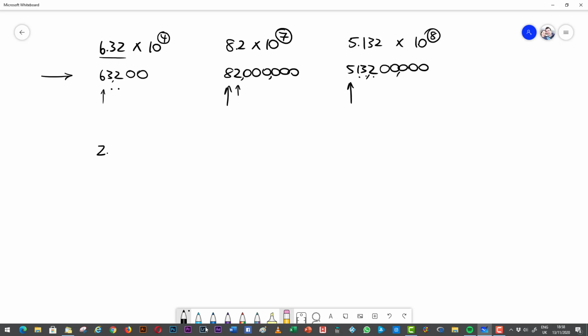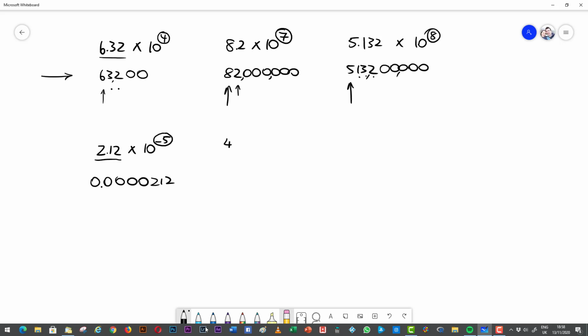What about 2.12 times 10 to the minus 5? Well, this time I'm going to start with the 5, and I'm going to write down 5 zeros. 1, 2, 3, 4, 5, and then I'm going to put a decimal point after the first one, and then I just fill in the digits that are left. 2, 1, 2.